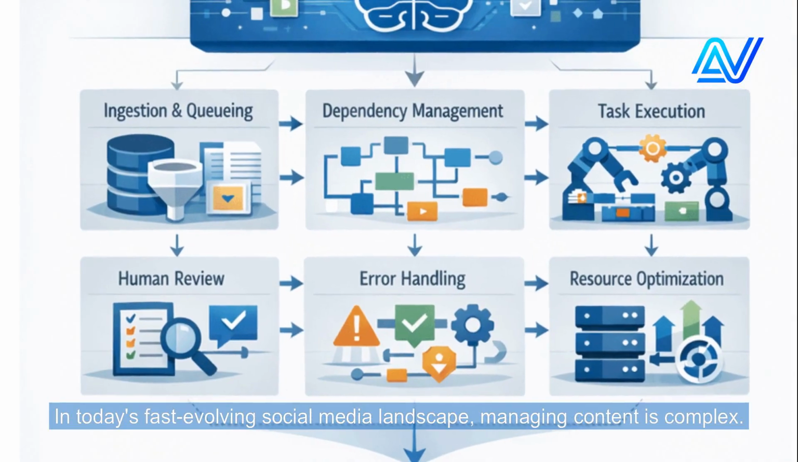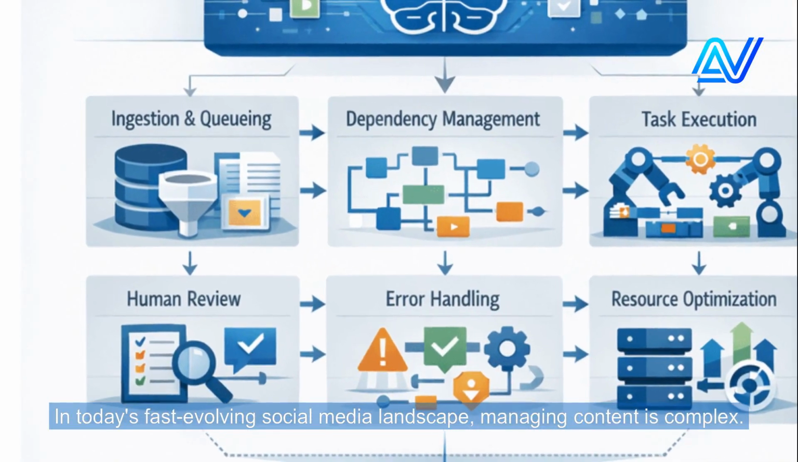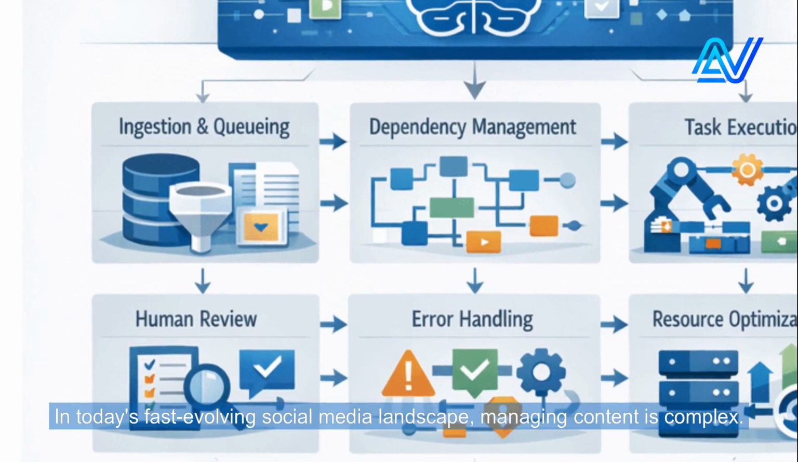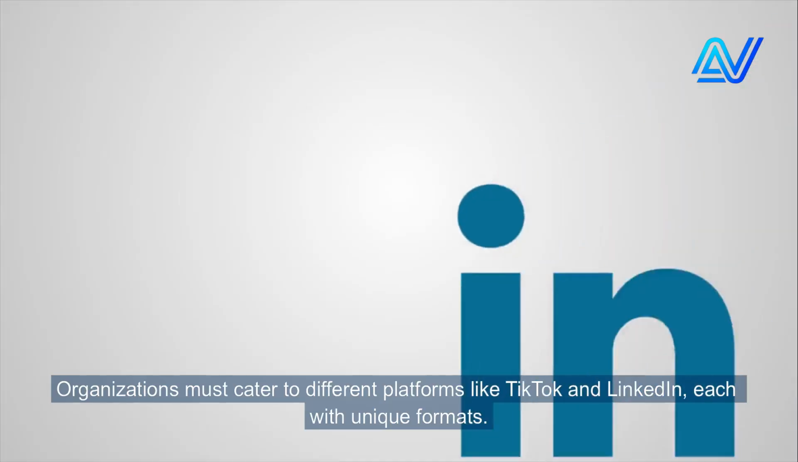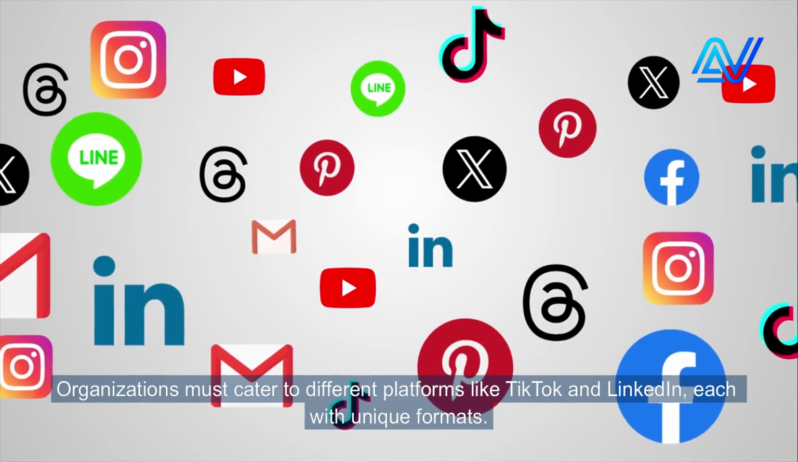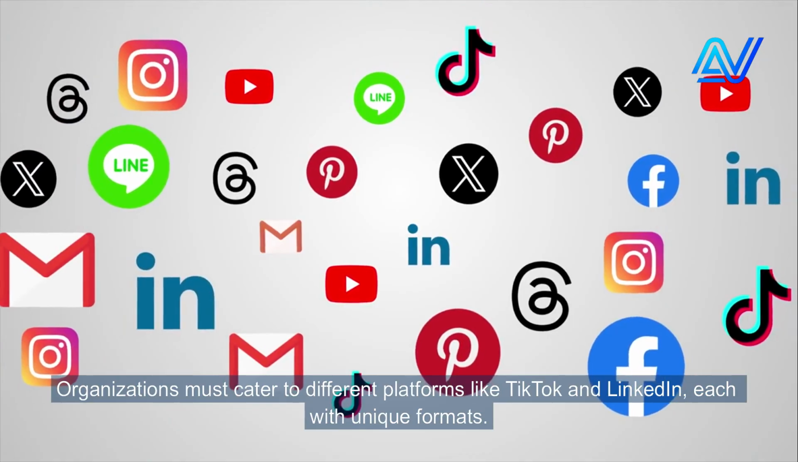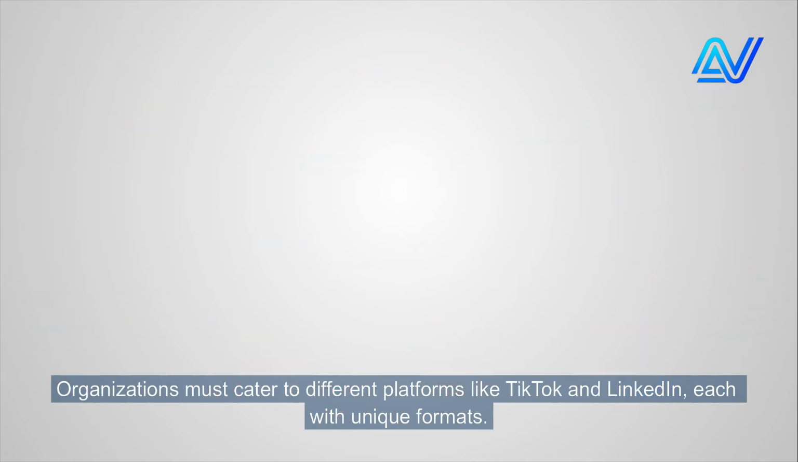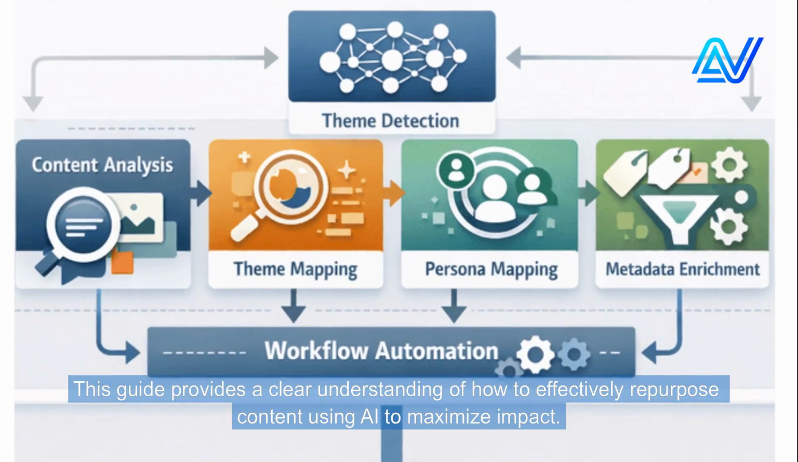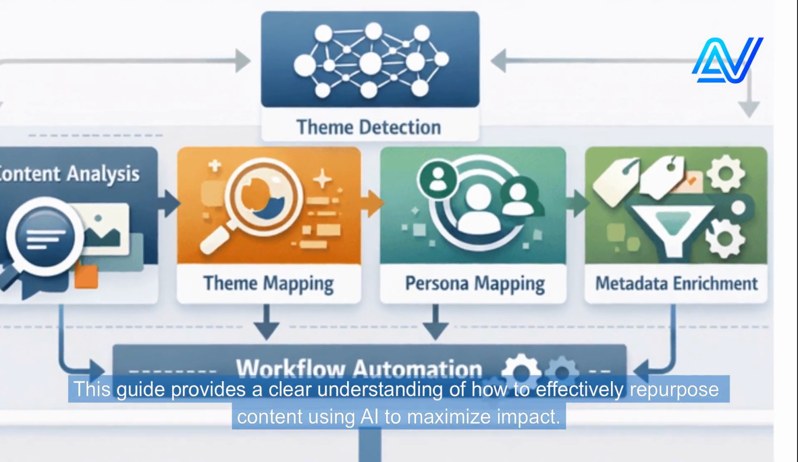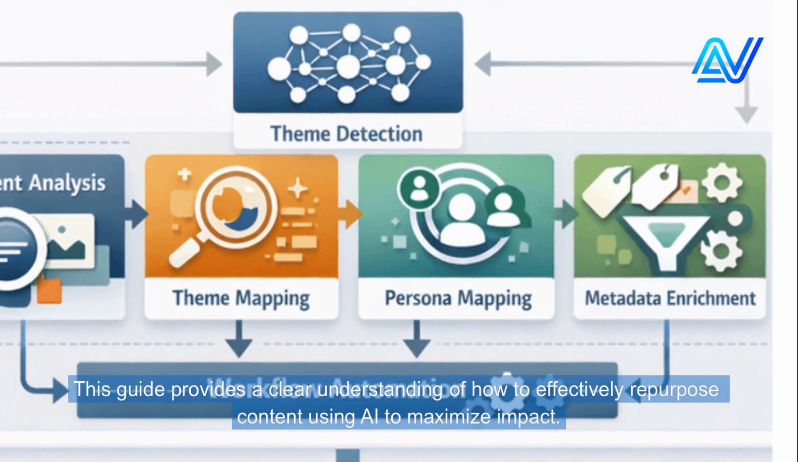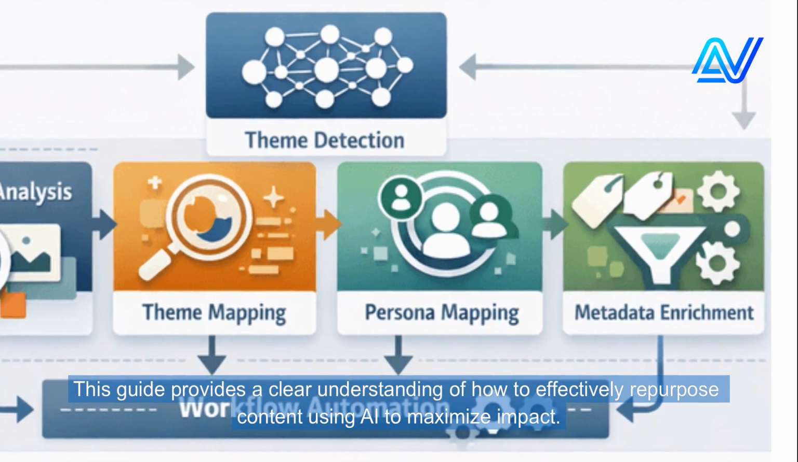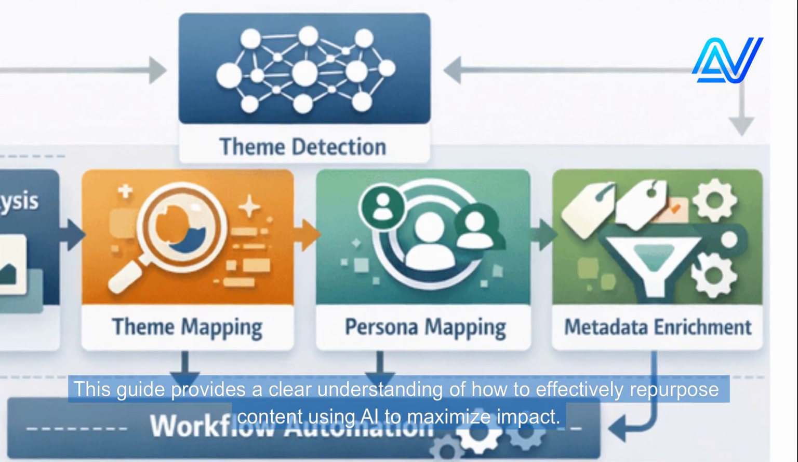In today's fast-evolving social media landscape, managing content is complex. Organizations must cater to different platforms like TikTok and LinkedIn, each with unique formats. This guide provides a clear understanding of how to effectively repurpose content using AI to maximize impact.